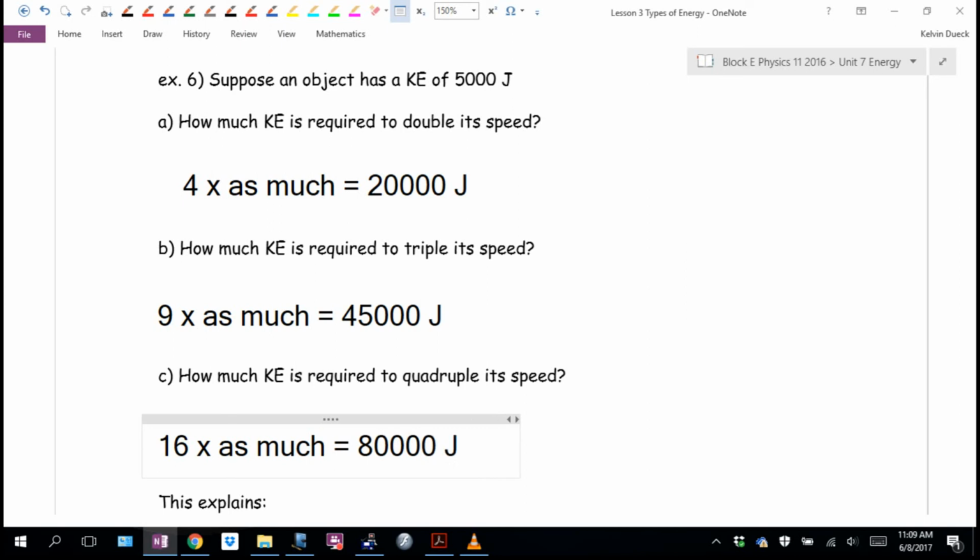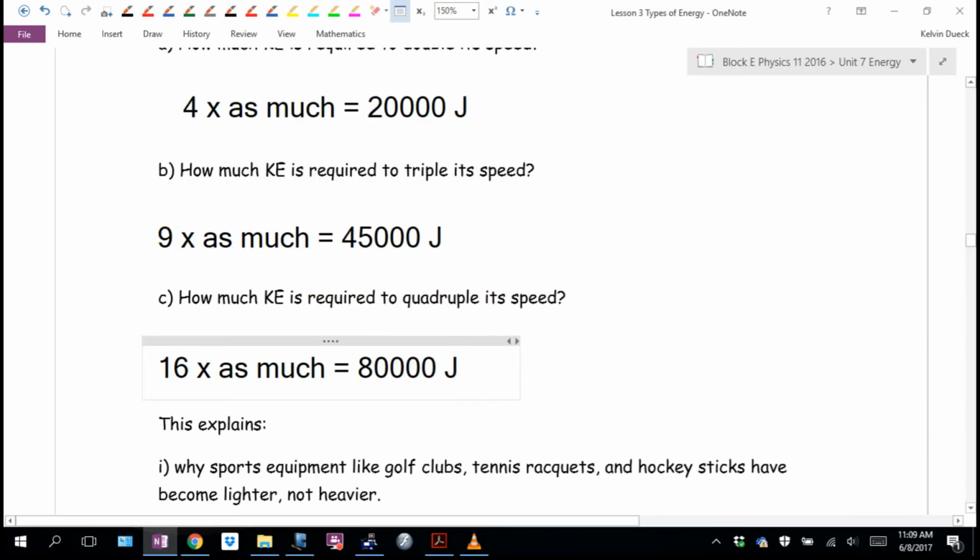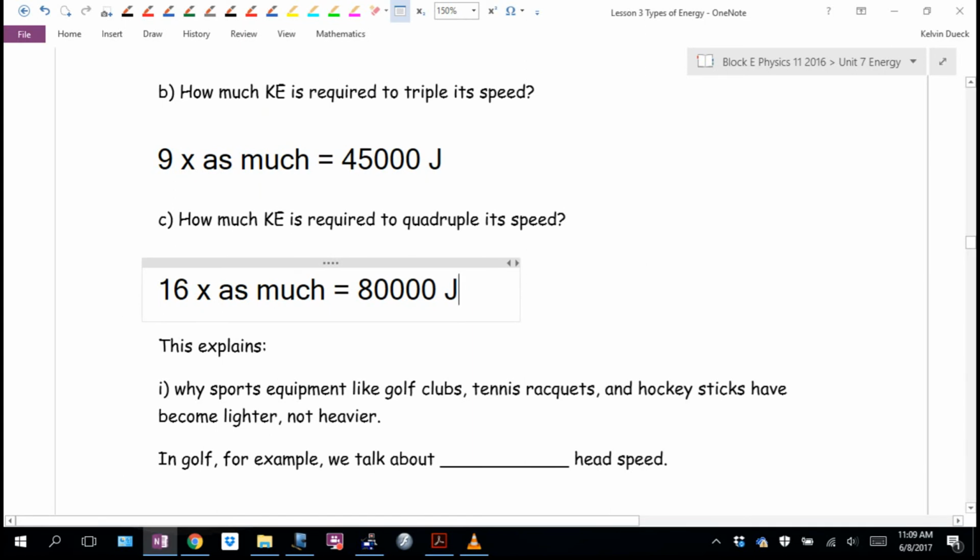That squared right there explains why sports equipment like golf clubs, tennis rackets, hockey sticks, anything that you strike another object with, has become lighter, not heavier. Now you might think, wait a minute, if it's heavier, the object will go further because it's got more mass when they collide. Momentum has mass in it. Yes, it does. But rather than look at it in terms of momentum, we look at it in terms of energy transfer. Luke, what's on the letter V?